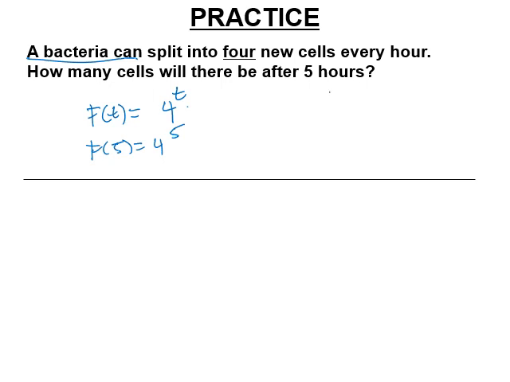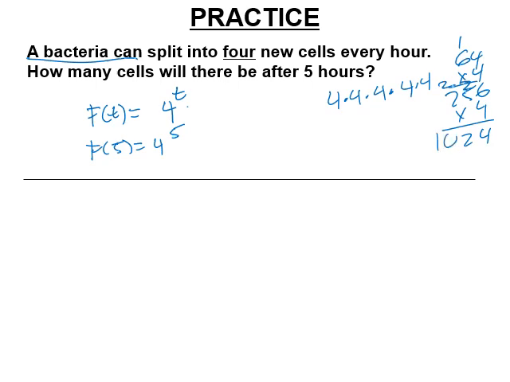So what's 4 to the 5th power? 4 times 4 is 16, times 4 is 64. 64 times 4, 256, times another 4. I'm getting 1,024. All right, so it's getting 4 times bigger, 4 times as many cells every single hour. And this is a word problem. I should probably write cells. I haven't been doing that. I should be. I wrote dollars when it was dollars.